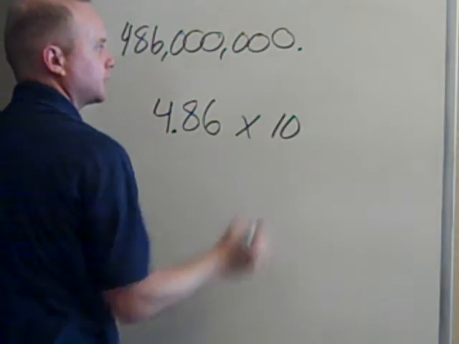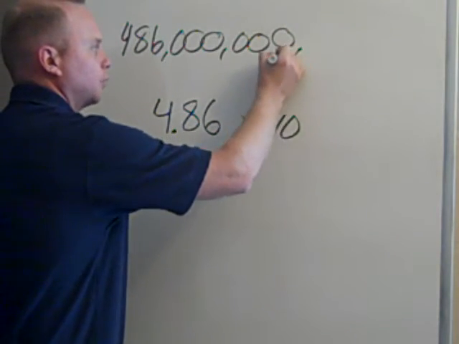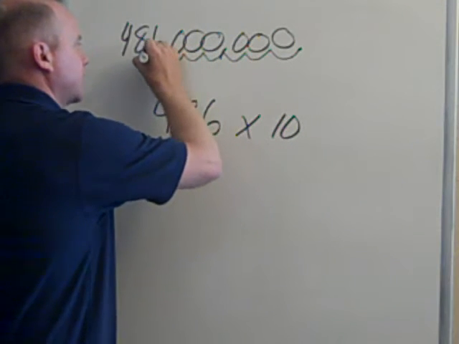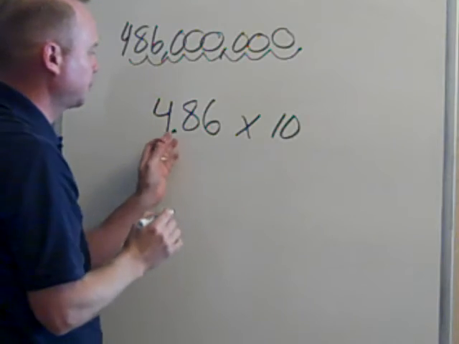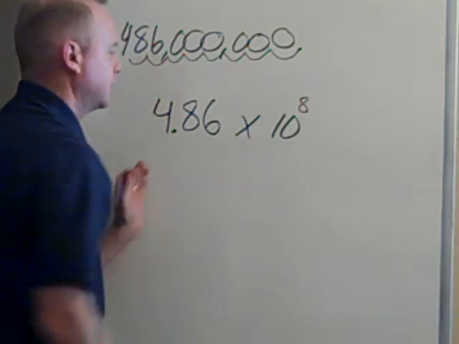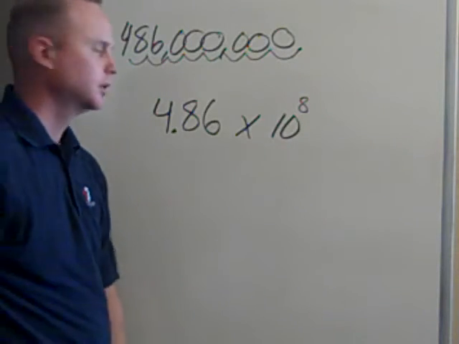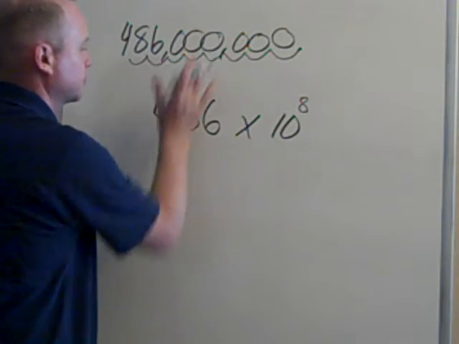And here's your original decimal. I'm going to count how many spaces I move it over. 1, 2, 3, 4, 5, 6, 7, 8. So this one will be 4.8, and then I write that 8 right here. So the answer on this one will be 4.86 times 10 to the 8th power. That's how it is in scientific notation. This was the original number.